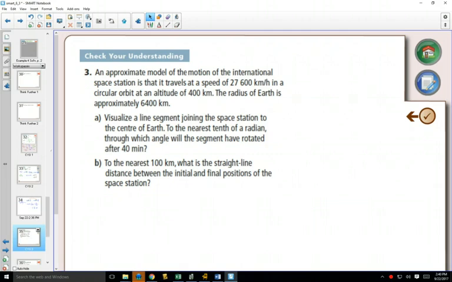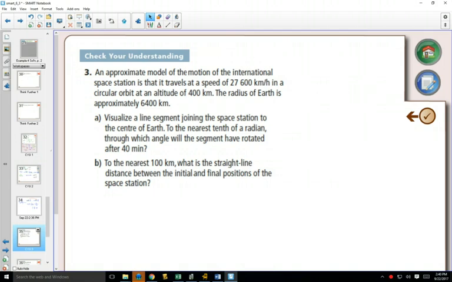So we've got a lot of words here. We've got a model of the motion of an international space station. It's traveling at a speed of 27,600 kilometers per hour in a circular orbit at about an altitude of 400 kilometers. The radius of the Earth is approximately 6,400 kilometers. Does this turn you off right away? Yeah, or you're just like, oh, I can't wait to get into this question.